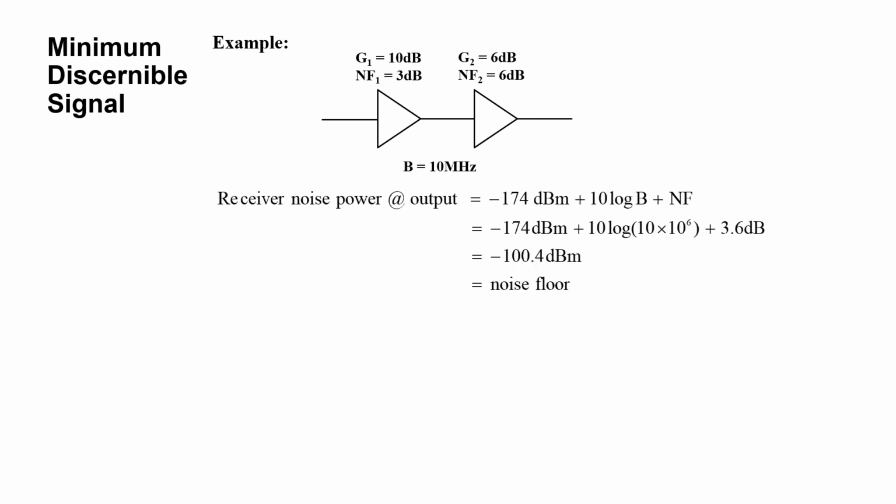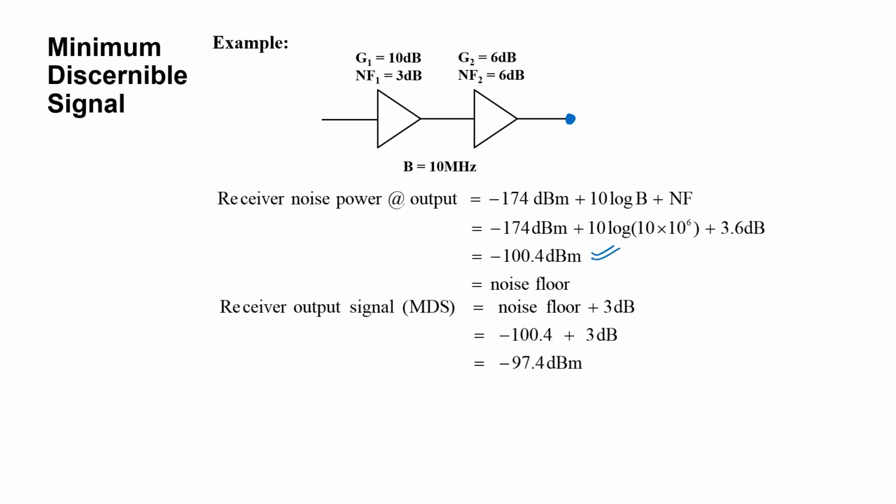Now the receiver noise power at the output is the noise floor at room temperature, which is -174 dBm, plus 10 log B plus noise figure. Just doing a little bit of math, we get to -100.4 dBm as output.